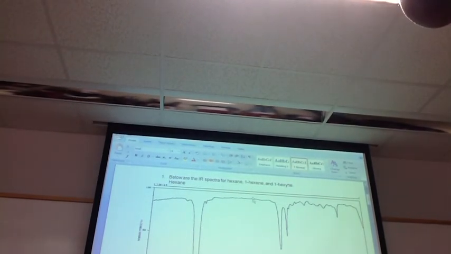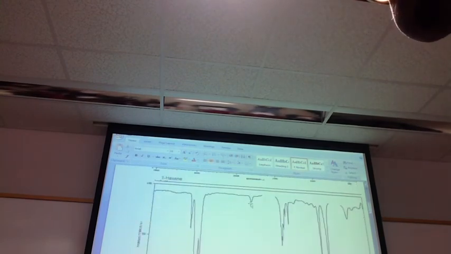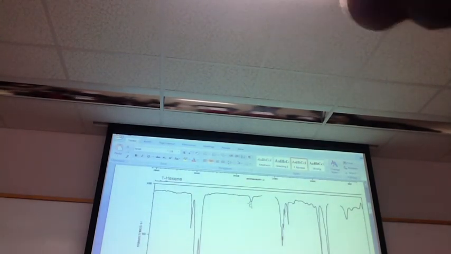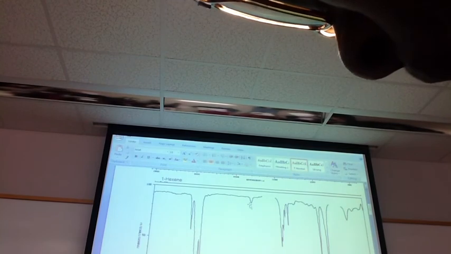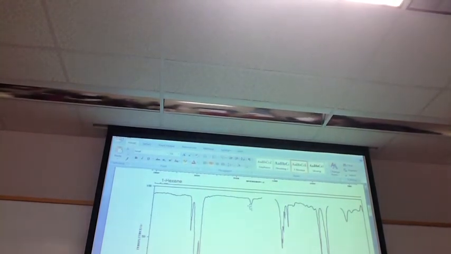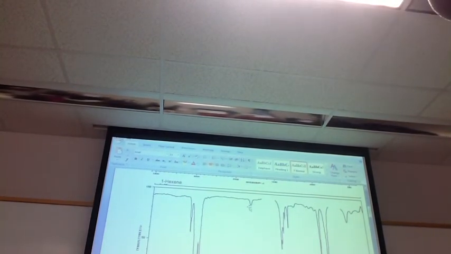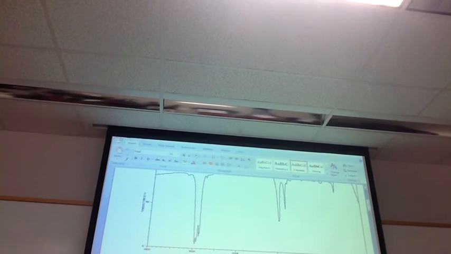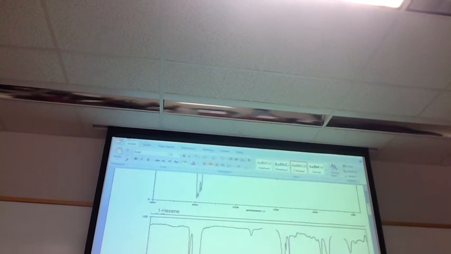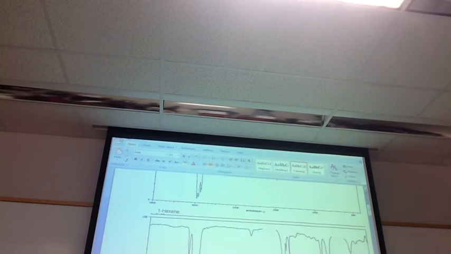So what happened when we go to our hexene? What's new? We have a small peak above 3,000. What else? There's nothing else down below. I see nothing here, and on the right side, something here. So again, your alkene CH stretch also has a lower frequency.